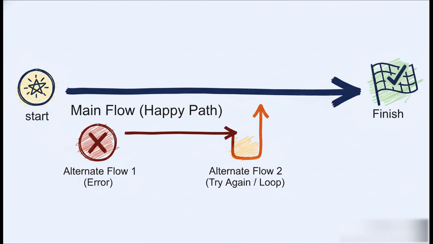But, and this is so important, a really good use case also describes the alternate flows. These are your plot twists. What if the password's wrong? What if the thing they want is out of stock? Planning for those is where you get true clarity.